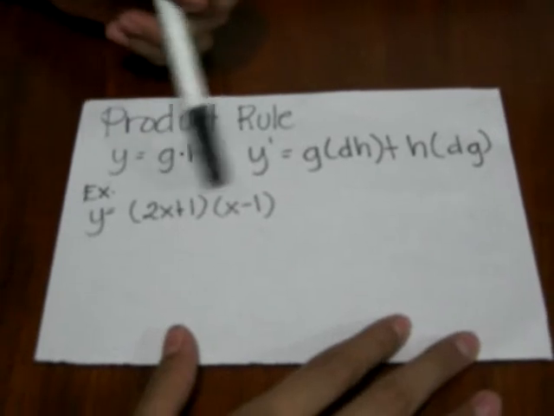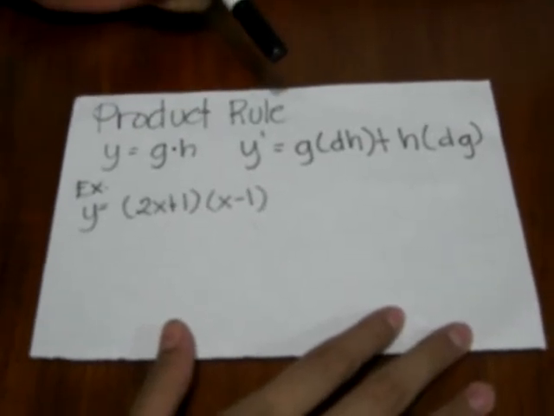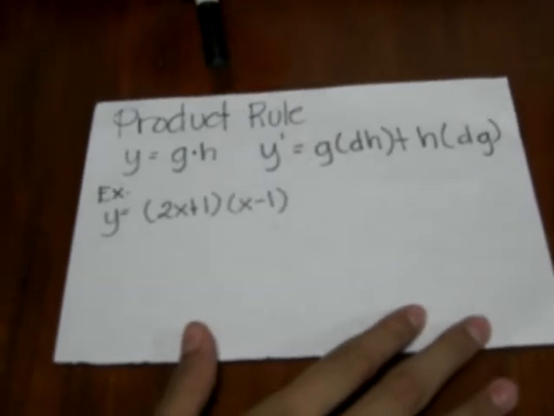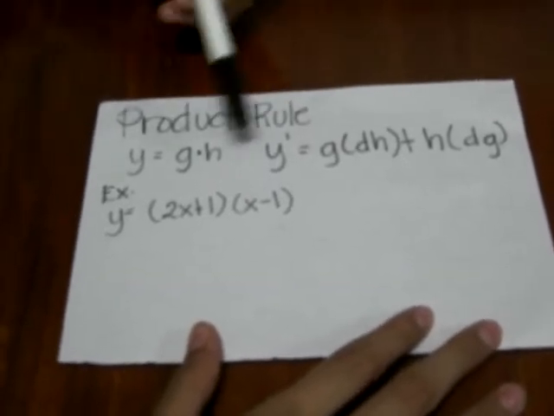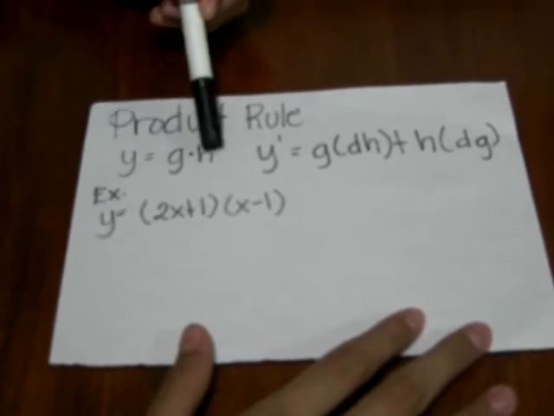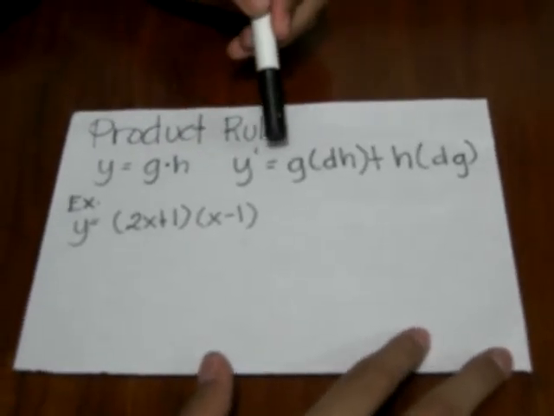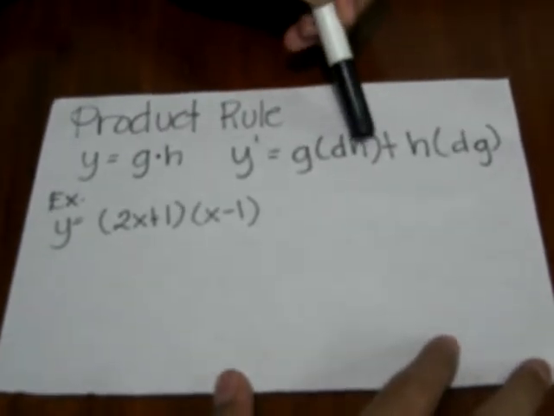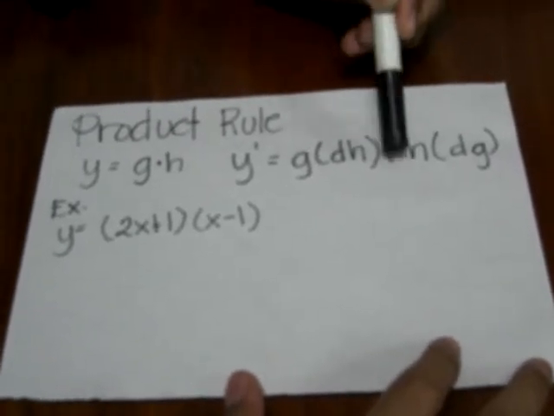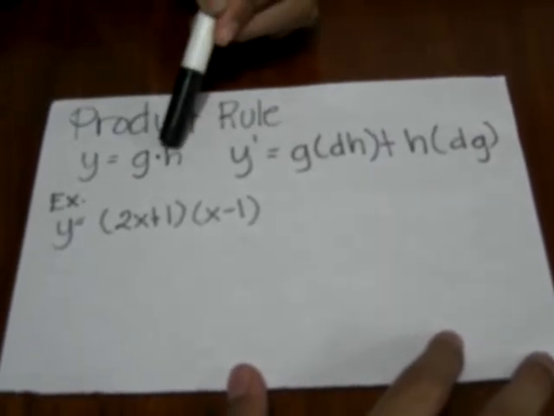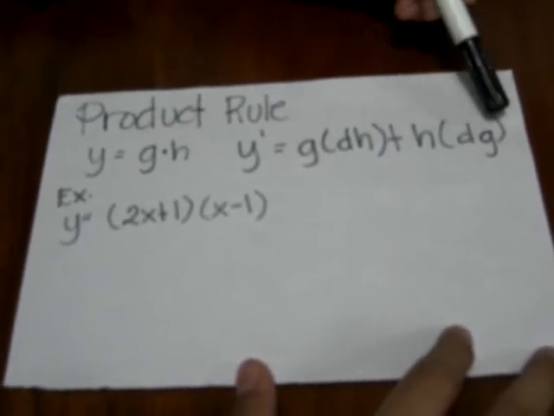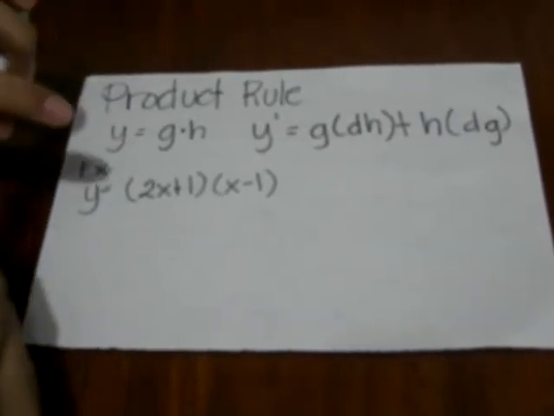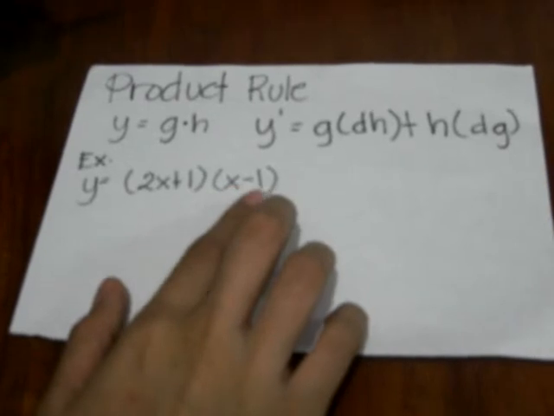If you are given two functions to be multiplied and asked to find the derivative of it, you can use the product rule. So y is equal to g times h. In finding its derivative, g, the first variable, times the derivative of h, the second, plus h, the second variable, times the derivative of g. For example, y is equal to 2x plus 1 times x minus 1.